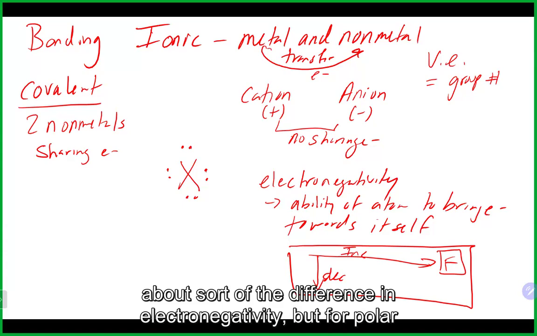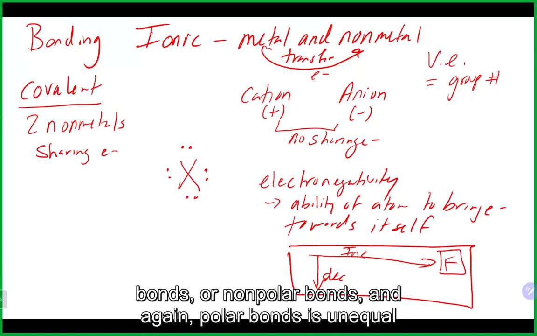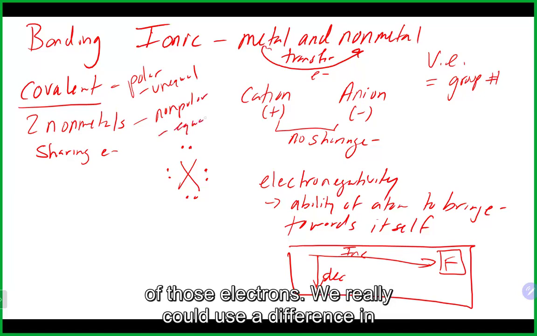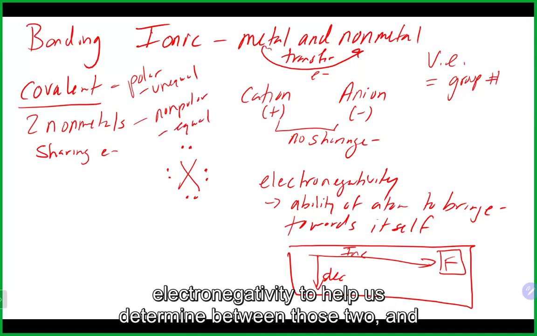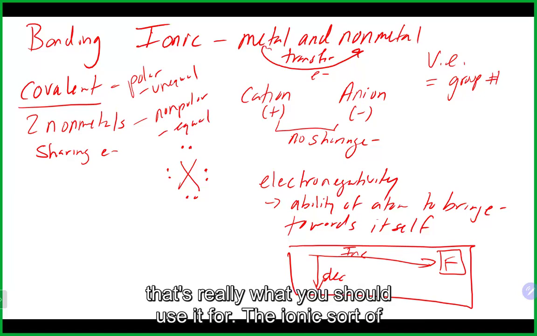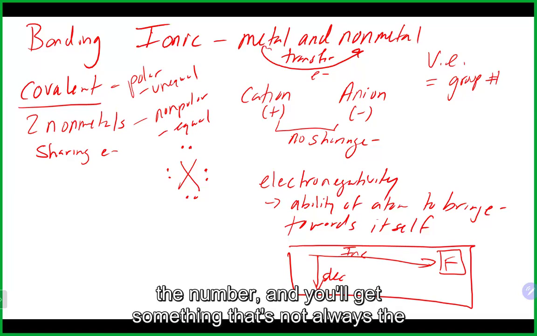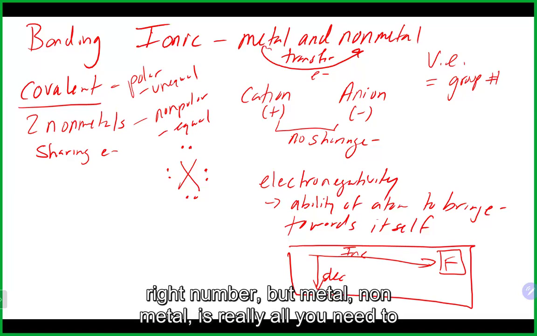But for polar bonds or non-polar bonds, and again, polar bonds is unequal sharing of those electrons, non-polar bonds is equal sharing of those electrons, we really could use the difference in electronegativity to help us determine between those two. And that's really what you should use it for. The ionic situation is not perfect. There's a difference in the number, and you'll get something that's not always the right number, but metal, non-metal is really all you need to worry about.